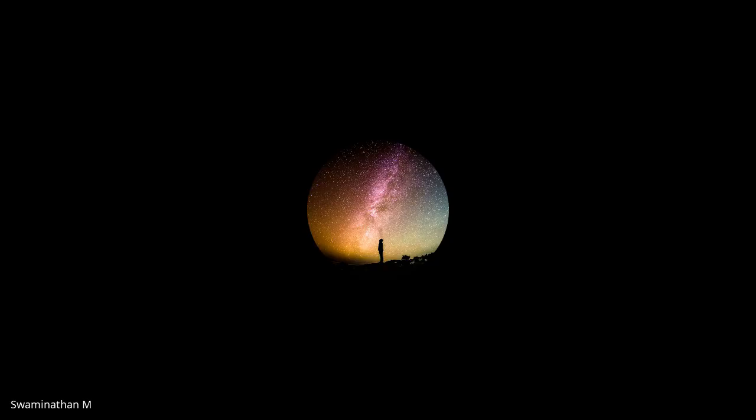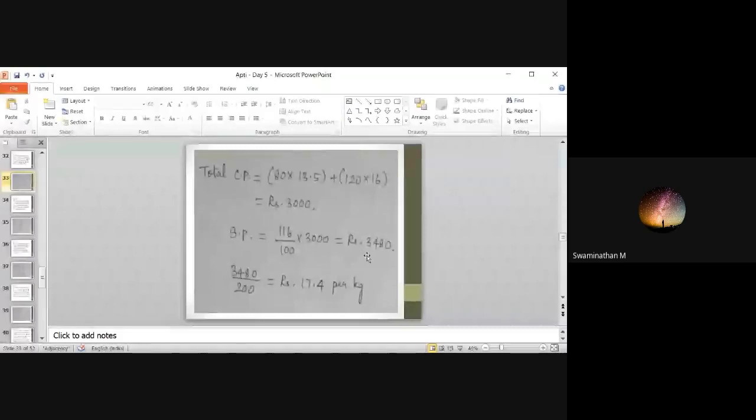I want the price per kg. So you have to divide by 200. You will get 17.4 per kg. Hemavati and Harsha, have you understood? Or shall I repeat?